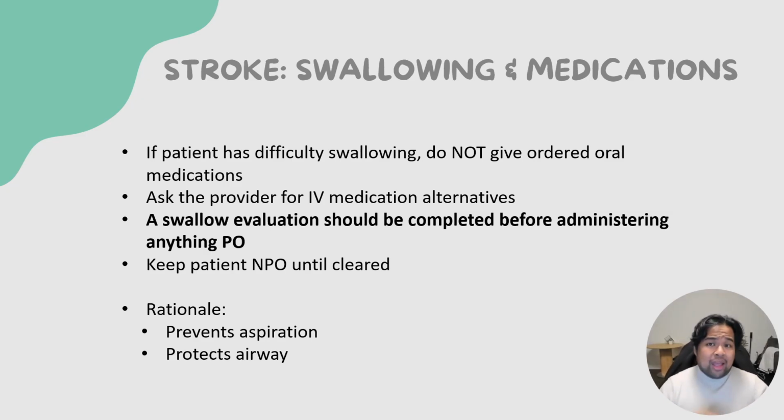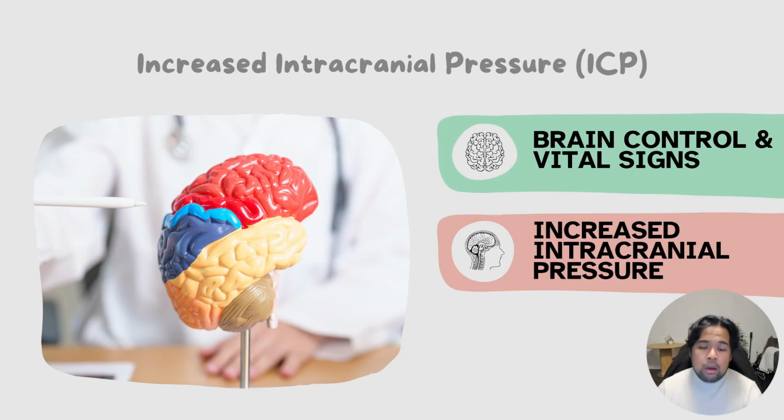As a nurse, you're the last line of defense, so you want to make sure that you don't give those pills, right? So you want to contact them and say, hey doc, you ordered PO meds, this patient did not have a swallow study yet, can we change it to IV? That's something that you can do as a nurse. The main reason for that is we don't want them to aspirate. There's a big aspiration risk when they have stroke-like symptoms, and as a nurse, you want to protect their airway.